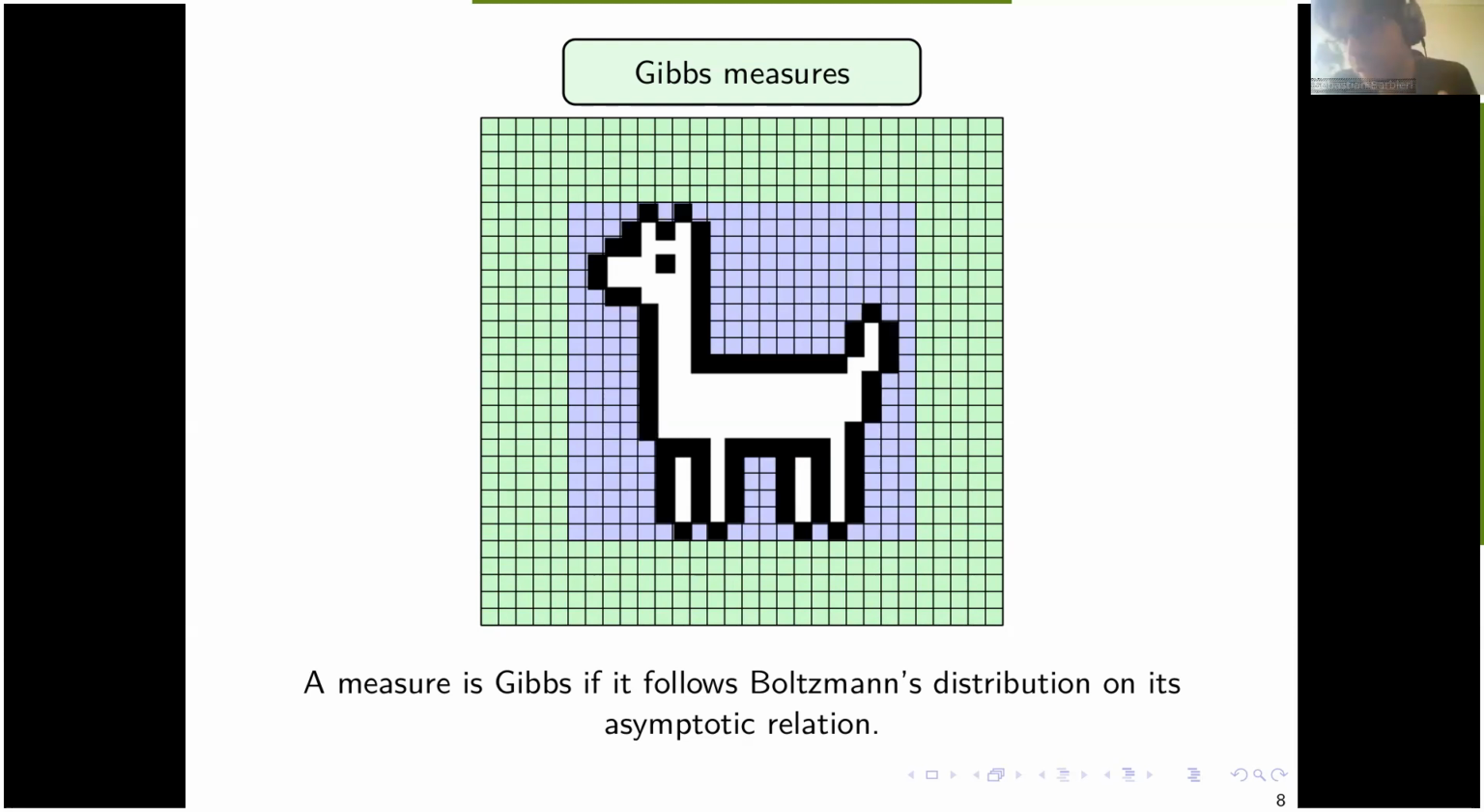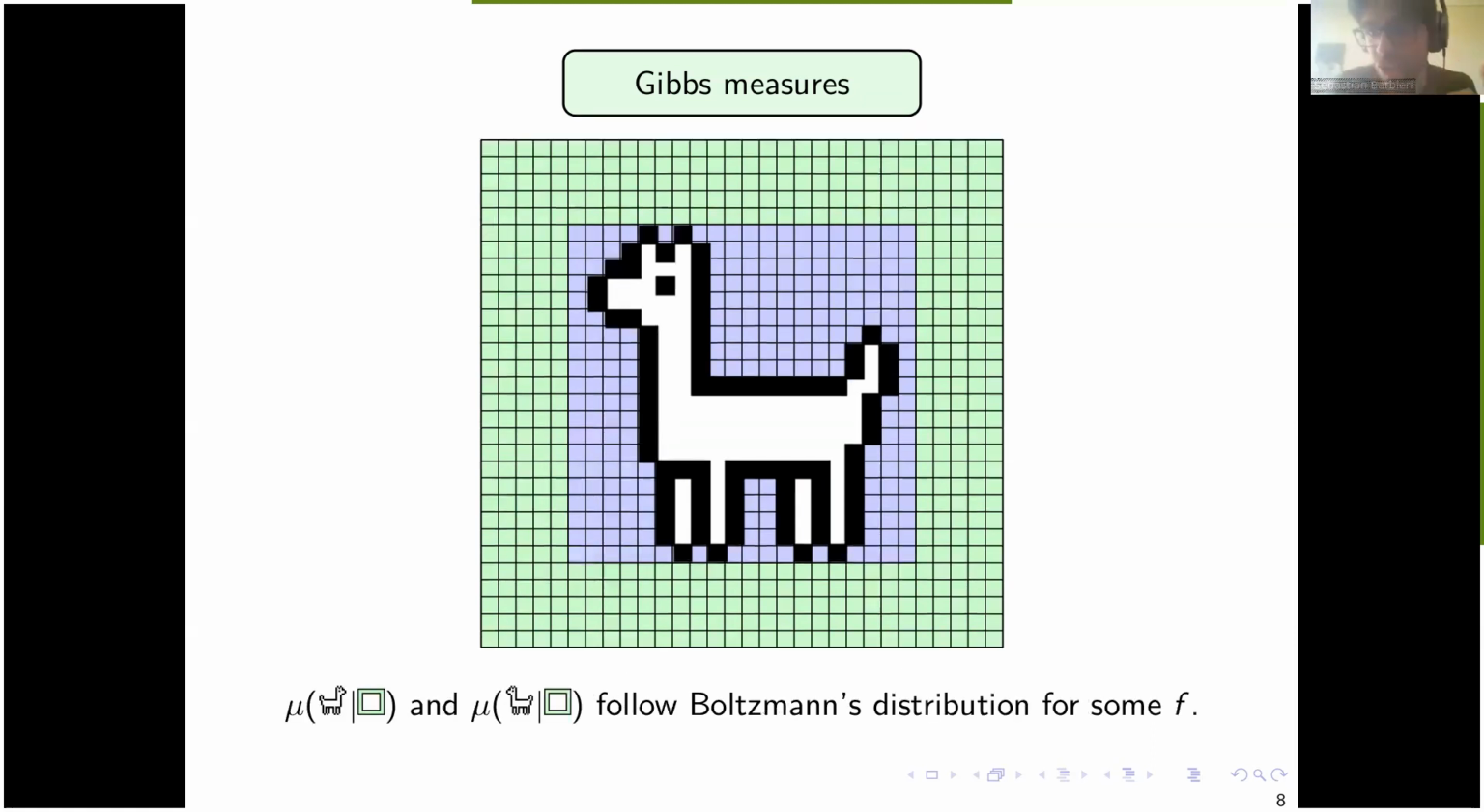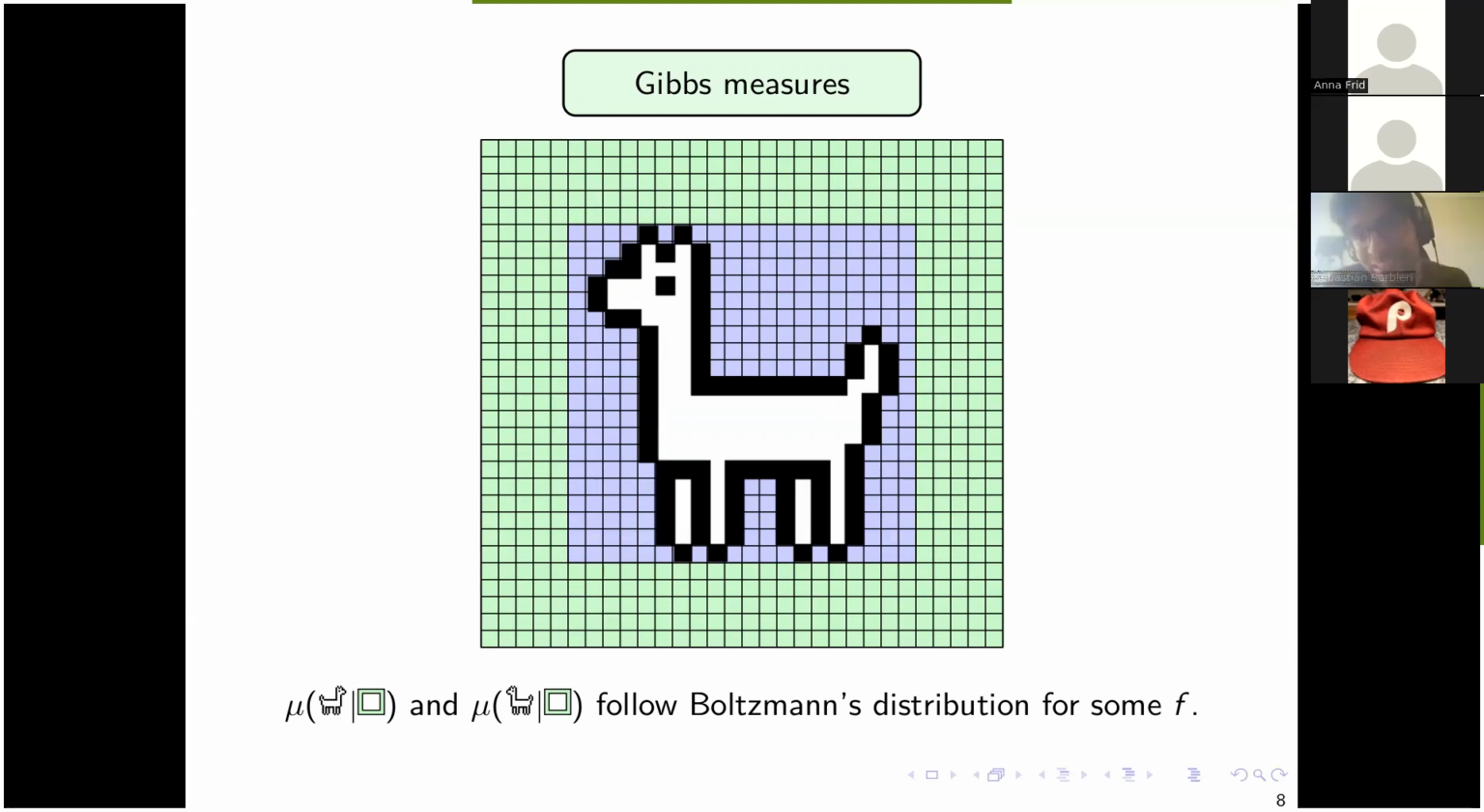And a measure is going to be Gibbsian if the conditional expectation of the event of seeing one pattern inside, conditioned on whatever's outside, follows a Boltzmann distribution for some f. That means if I fix everything outside some finite window and I look at the finitely many configurations that appear inside, then this probability distribution conditioned on the outside must follow Boltzmann's distribution. And that's the notion of Gibbs measures in a nutshell.